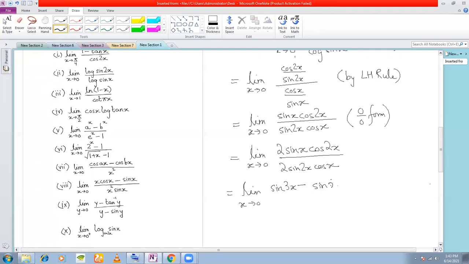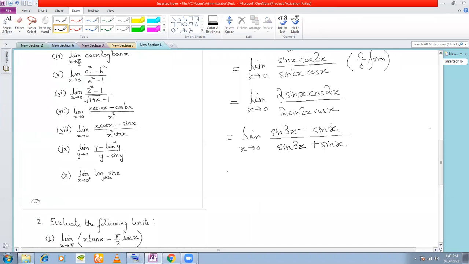So this will become minus sin x divided by, again here we have sin a cos b: sin 3x plus sin(2x minus x), sin x. So we have changed this to a sum. Now we differentiate. So you get 3 cos 3x minus cos x divided by 3 cos 3x plus cos x. This is by L'Hospital rule.